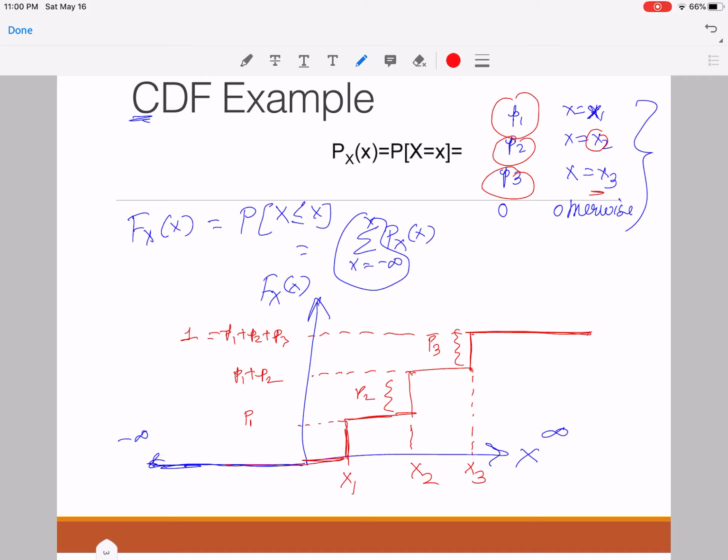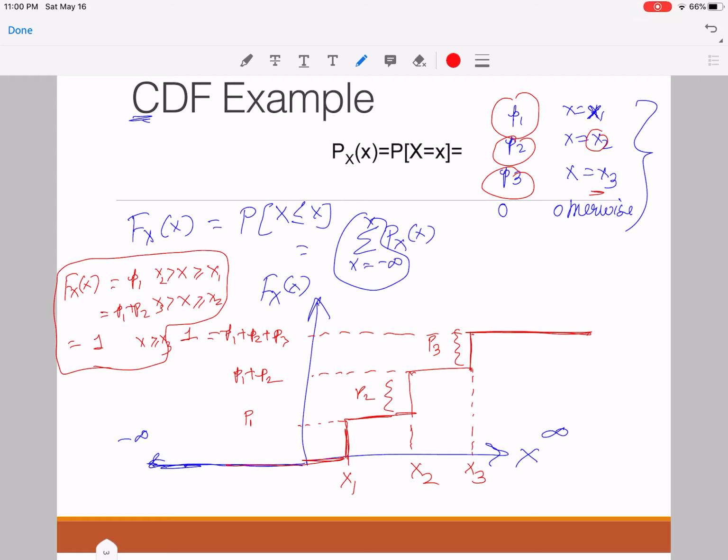So this is the curve for the CDF of capital X. And I can write this function something like this. F of X is equal to P1 for X greater than or equal to X1 but less than X2. It's equal to P1 plus P2 for X greater than or equal to X2 but less than X3. It's equal to 1 for X greater than or equal to X3. So that's the CDF of random variable X, which we have just derived.